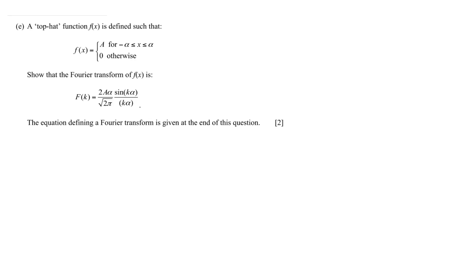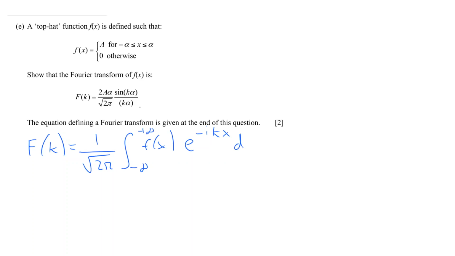So to solve this problem, we need to start from the definition of the Fourier transform, which is given in the question. We can see that the Fourier transform f(k) is given by 1 divided by the square root of 2π, then the integral from minus infinity to plus infinity of the function we wish to take the Fourier transform of, and then e^(-ikx), integrated with respect to x.